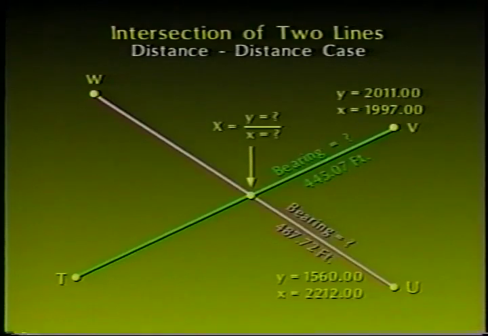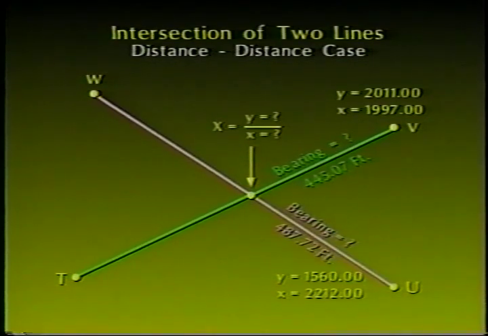The last of the intersection of straight line series is to determine where the lines TV and WV intersect, as shown in this next graphic. This time, the answers being sought are the coordinate value of X, the bearing of line X to V, and the bearing of line X to U. The given values that we will work with this time are shown on the graphic as coordinates of point U, coordinates of point V, distance of line V to X, distance of line U to X.